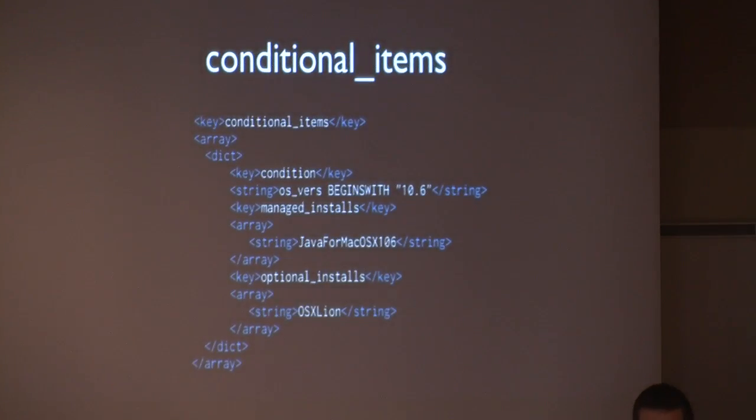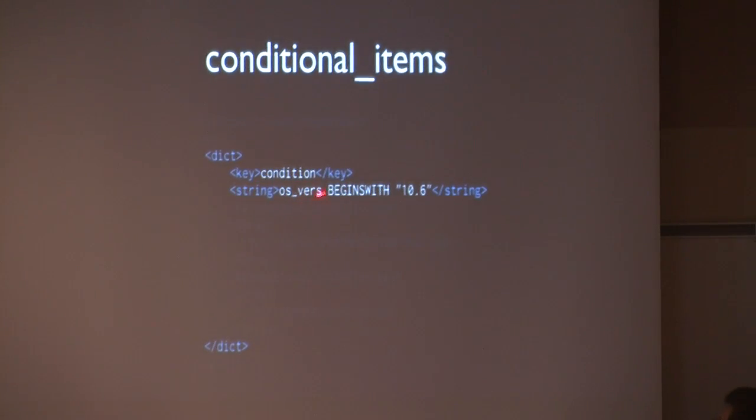So this is what the conditional item looks like. It's an array of dictionaries, and then the dictionary is a set of keys. So you have the key, condition, and it looks like a lot of stuff. And you get multiple dictionaries in one conditional items for each condition. So this is for 10.6. Let's break it down. This is the individual dictionary, and this is a block that goes together. So these managed installs and optional installs go with that condition.